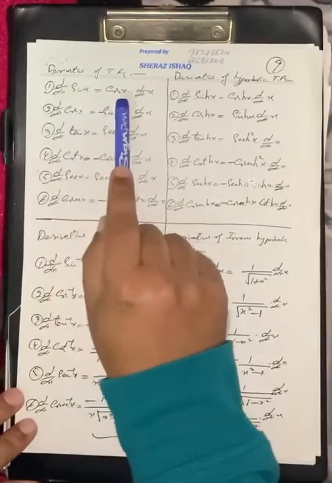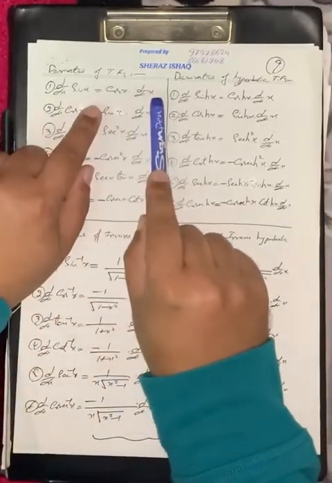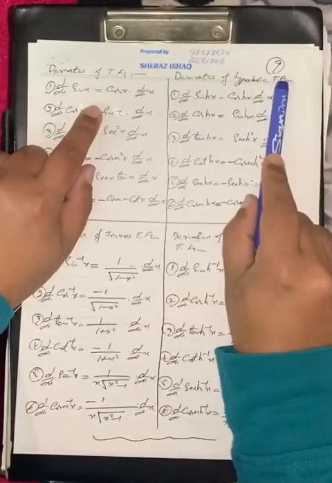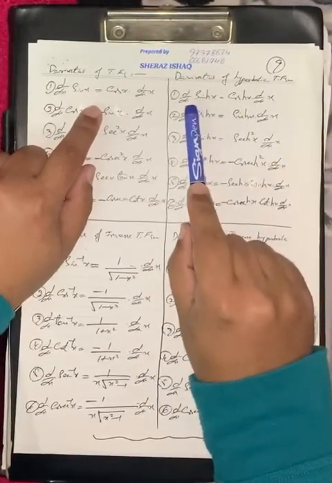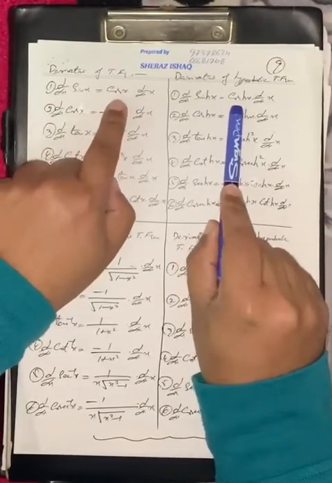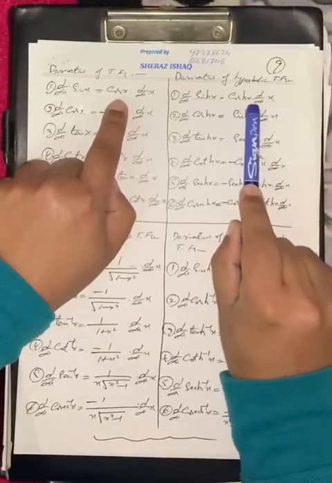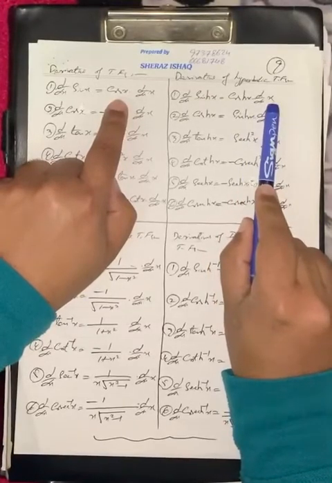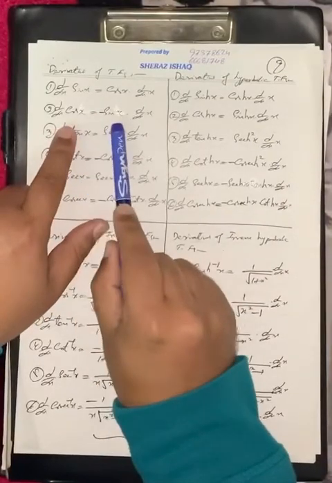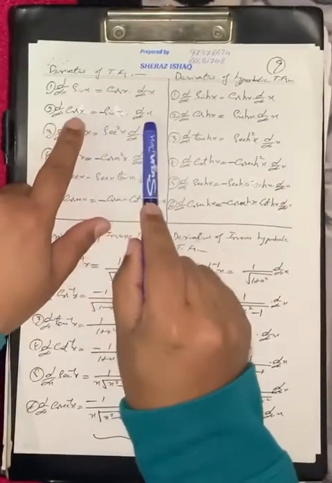Derivative of sin x is equal to cos x into derivative of the angle. See, for the derivative of hyperbolic functions, how we do it? Derivative of sinh x is equal to cosh x. Same. Cos x, here we write cos hyperbolic x into derivative of the angle. Same. Next, derivative of cos x is equal to minus sin x into derivative of the angle.